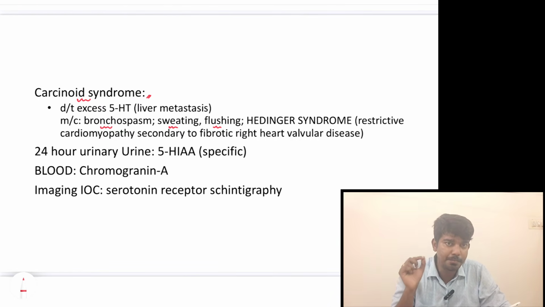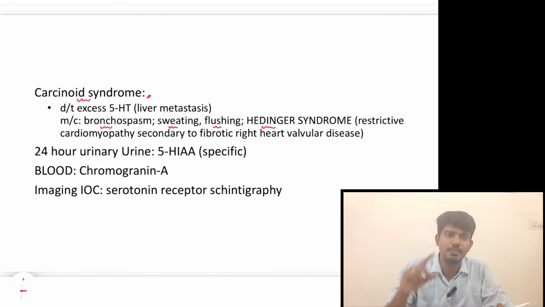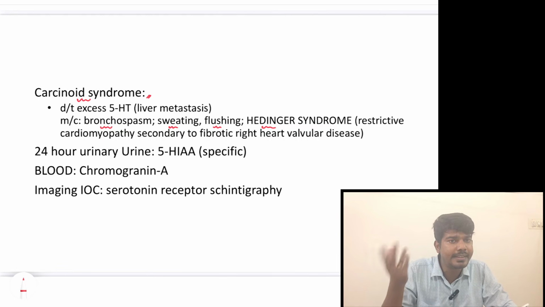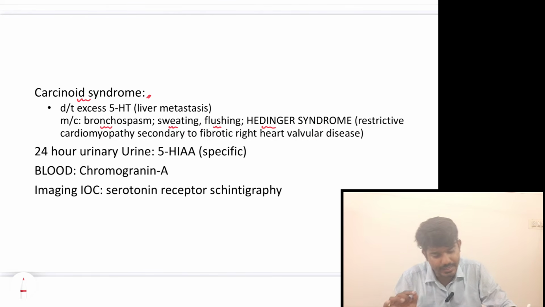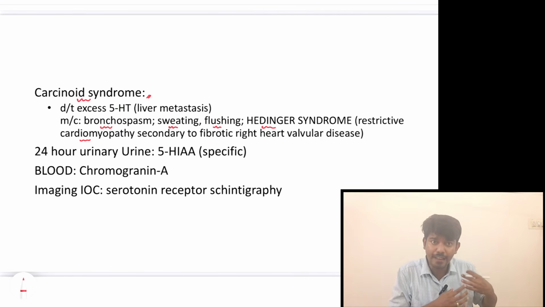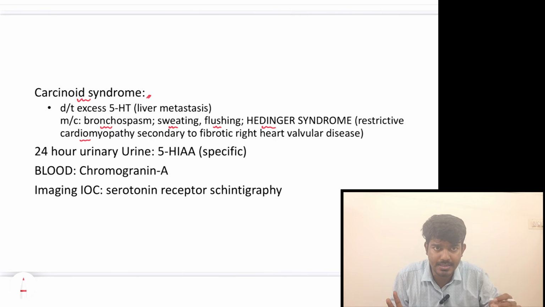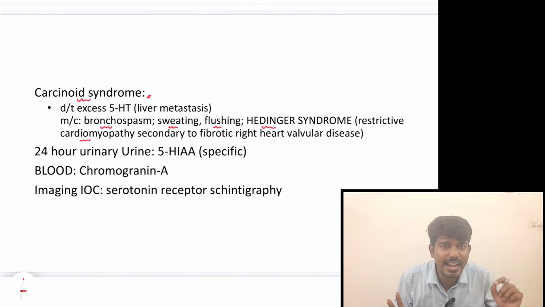Next important is it can also cause a syndrome called Hedinger syndrome. This syndrome is in Bailey and Love, so maybe it can be asked. What is this Hedinger syndrome? It is a complication of carcinoid syndrome, a restrictive cardiomyopathy, something related to the heart. It is restrictive cardiomyopathy secondary to fibrotic right-sided valvular heart disease, which happens in carcinoid. This is called Hedinger syndrome.